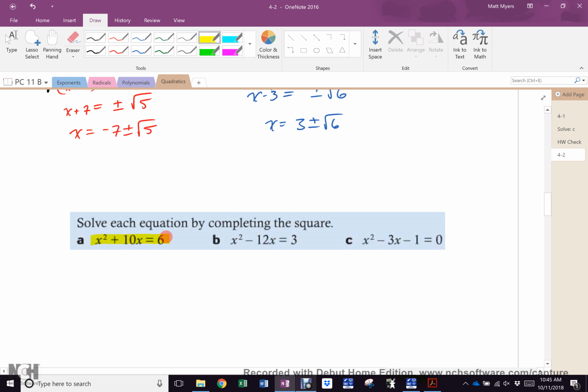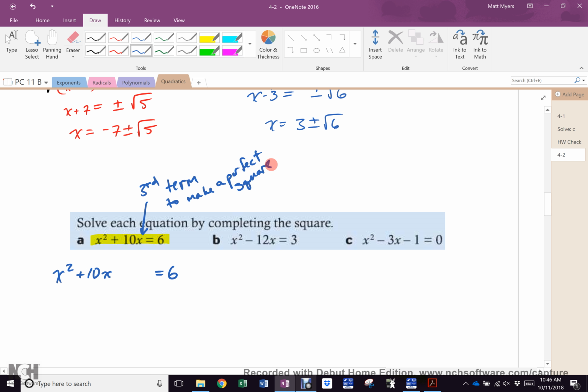It's not a square. It's not a perfect square, is it? I don't have that third term trinomial, do I? So what I really have is this: x squared plus 10x, then I'm going to leave a blank, equals 6, because I'm missing my third term to make a perfect square. Right? That term's gone, isn't it?